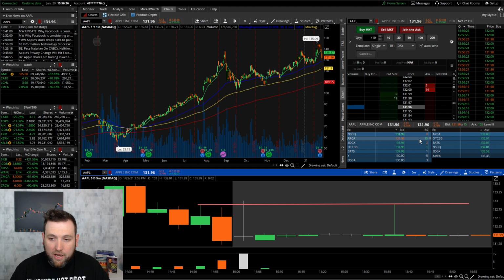Now, if this support area right here at this 131.98, you see there's kind of that support. If a whole bunch of sellers come through and sell all those shares to those people, those buyers will no longer be there, and the price will drop.